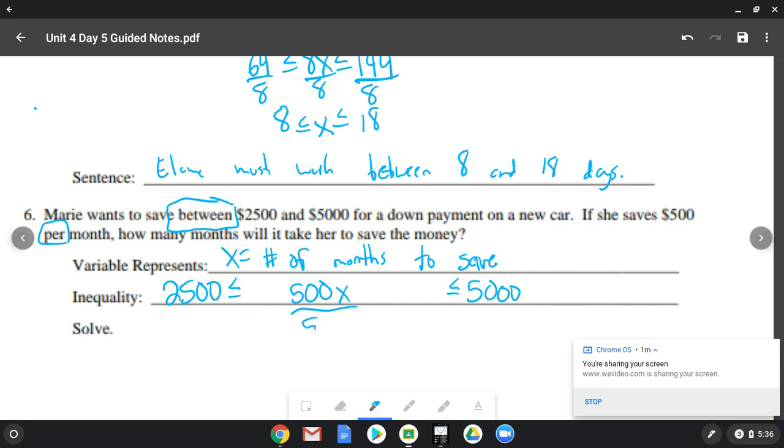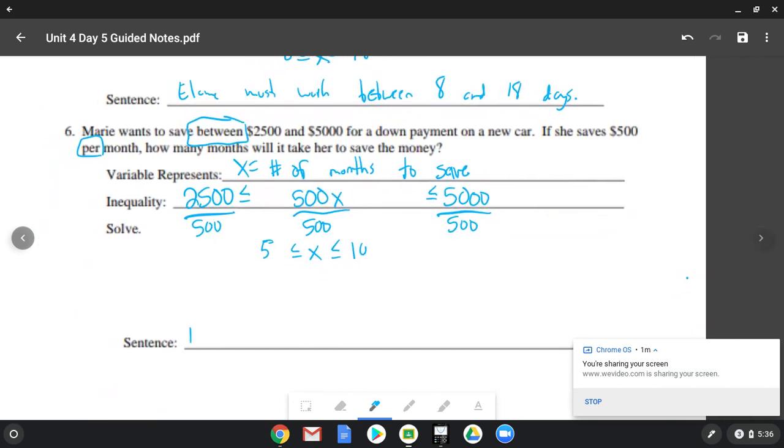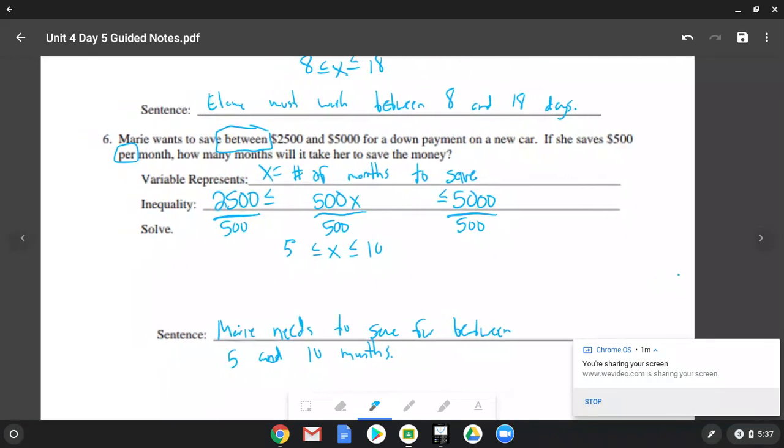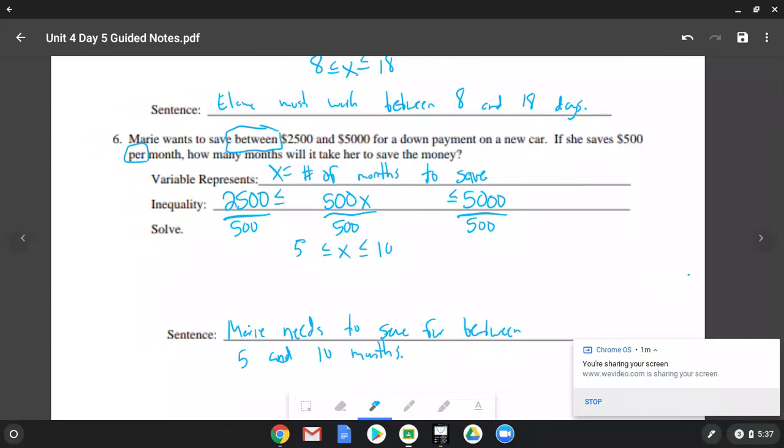So then if we were to solve this, we divide by 500 on the left, the right, and the middle. So how many months are going to be left? Well, if we do 5,000 divided by 500, that's 10. If we do 2,500 divided by 500, that's 5. So in the end, we can say Marie needs to save for between 5 and 10 months. So that's it for number 6. Let's go on to the next page. Pause it if you need more time.